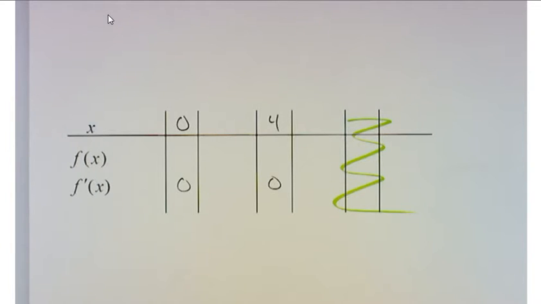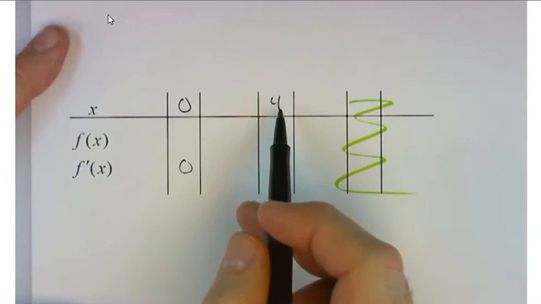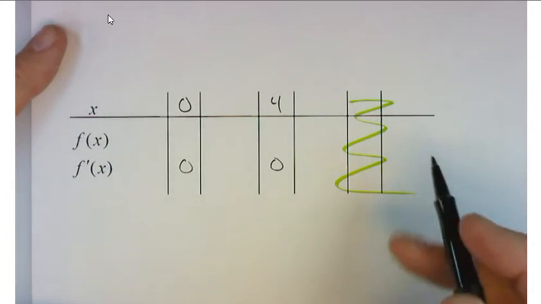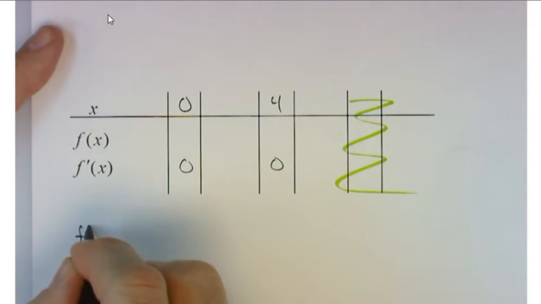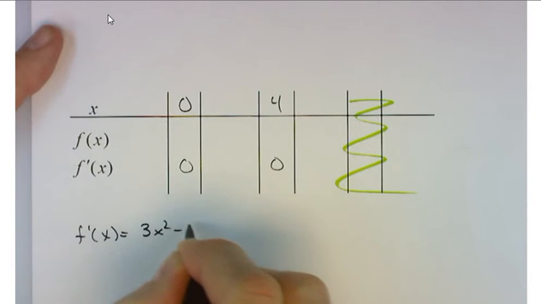But what I want to see is what's happening on either side of these points. What's happening to the derivative to the left of 0? What's happening to the derivative between 0 and 4? What's happening to the sign of the derivative to the right of 4? Well, I need to come up with some test points. So let's remind ourselves that f prime of x is 3x squared minus 12x.